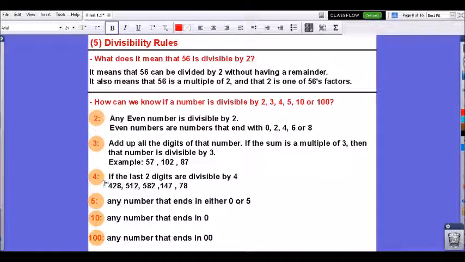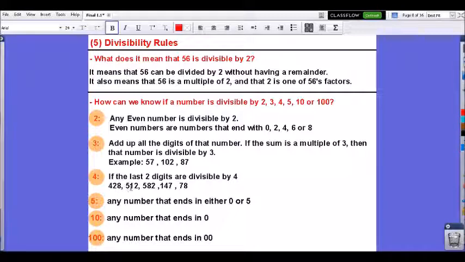Here, 4. If the last 2 digits are divisible by 4, it just means that the whole number is divisible by 4. Okay, so you mean, Mr. Here, 428, I'm just going to ignore the first number? Yes, just ignore it and look at 28. Okay, 28 is divisible by 4? Yes. It is actually a multiple of 4, 4 times 7. So 428 is also divisible by 4.